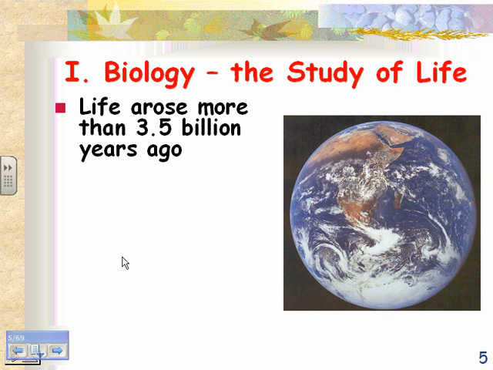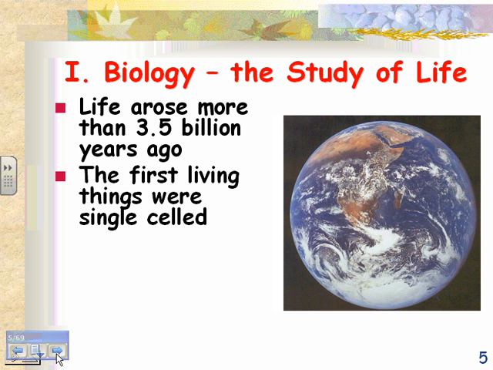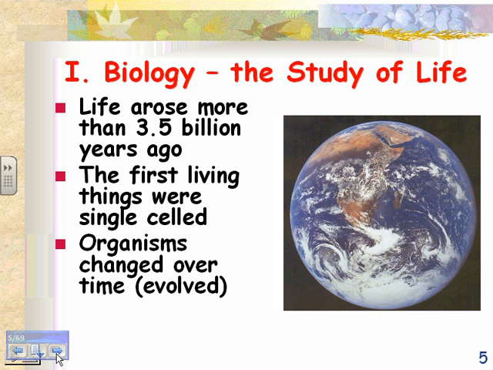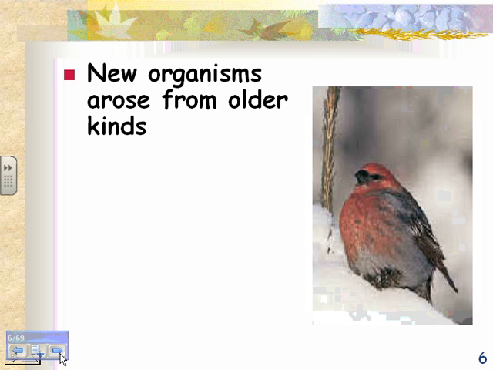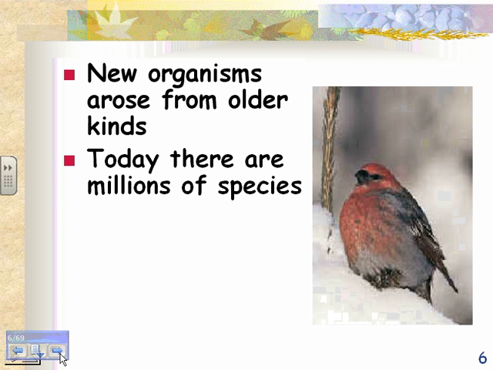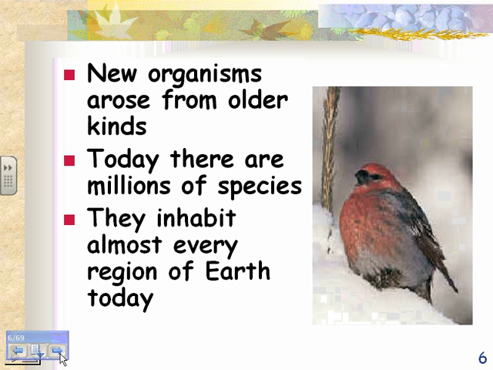Life arose about 3.5 billion years ago on this gorgeous planet. The first living things were single-celled, and today we have all kinds of multicellular organisms. Organisms changed over time. They evolved, so we'll do a unit on evolution. New organisms arose from older kinds of organisms. Today there are millions of different species. They inhabit almost every region of Earth today.